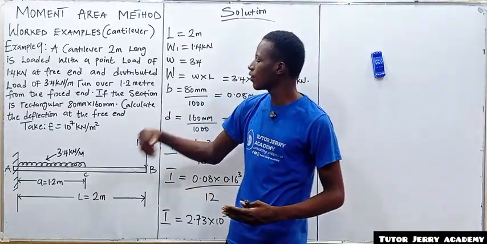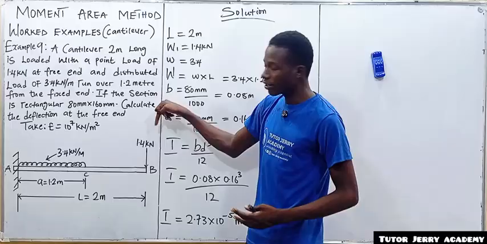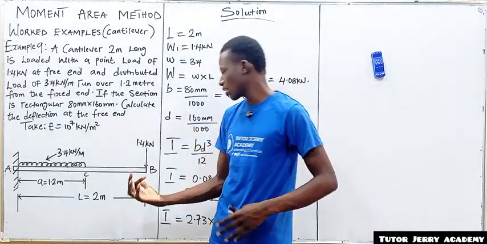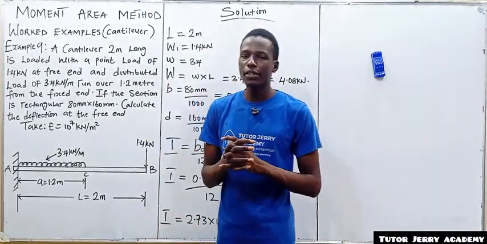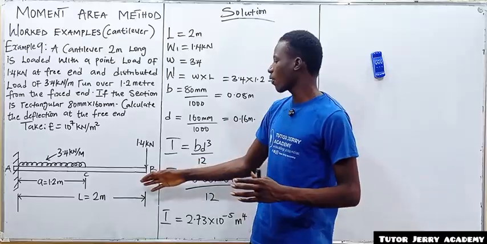So if we get the deflection caused by the uniform distributed load and sum it with the deflection caused by the point load, we are going to get the total deflection at what? At point B. All right. So this is not difficult. You just need to know the formula. All right. And these formulas have been derived.